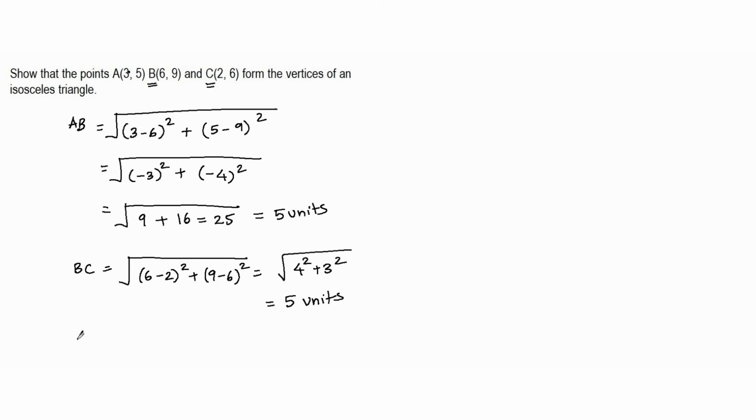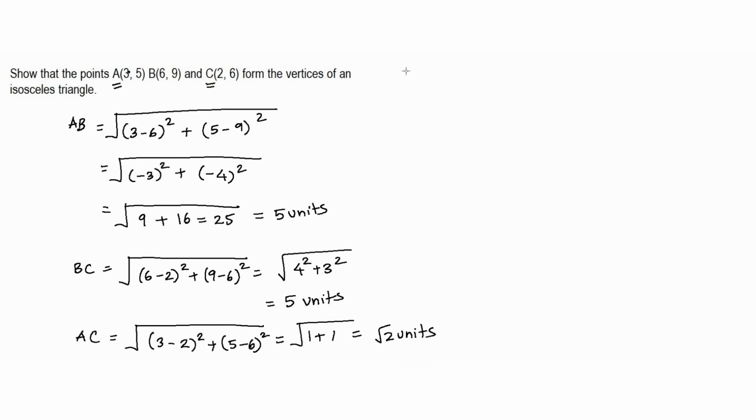and just for the sake of curiosity, let us now find the length AC. To find the length of AC, I should be taking up the coordinates of A and C. So this is going to be the square root of (3 minus 2) the whole square plus (5 minus 6) the whole square. That is the square root of 1 squared plus negative 1 squared, that is equal to root 2 units. So I notice that in this particular figure, the points are definitely not collinear because the sum of two lengths is always greater than the third length in this case.